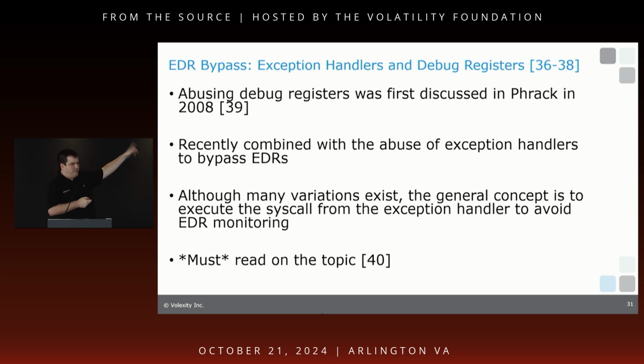The way this works, and you're going to see a lot of examples here in a second, is it gets combined with exception handlers in really clever ways. And the idea is by combining abusing exception handlers and abusing debug registers, you can bypass most of the EDRs that these researchers found in the wild, and this is what ransomware was doing as well.